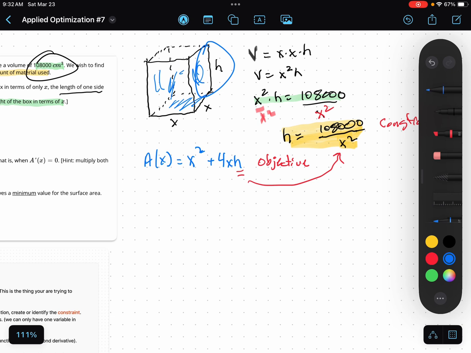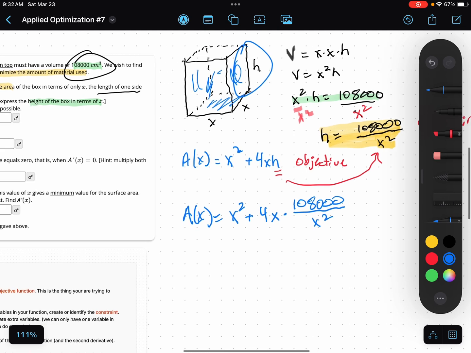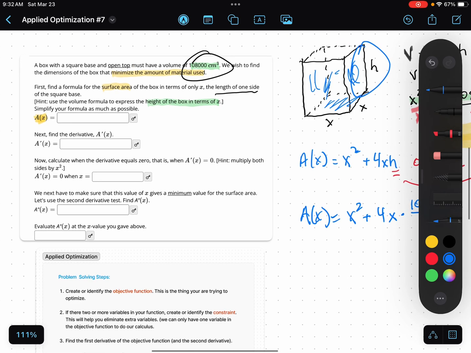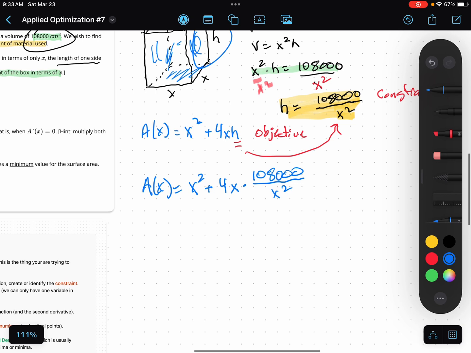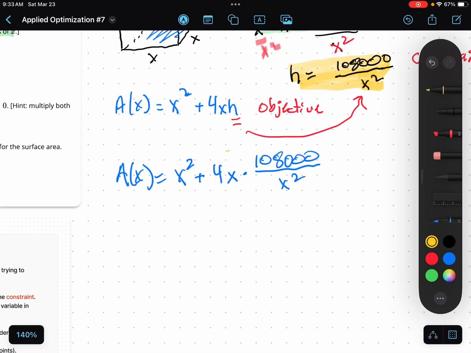So eliminating h, our area function, our objective function, becomes x squared plus 4x times 108,000 over x squared. And then the question says to put in a simplified form, right? It says simplify right here. So I'm just going to do a little bit of math, and I'm going to just clean this up a little bit.